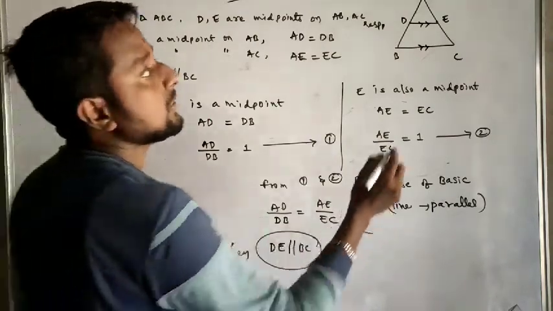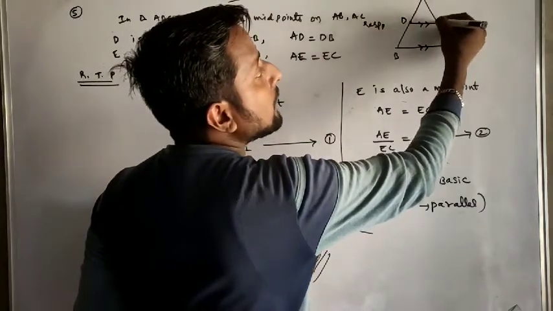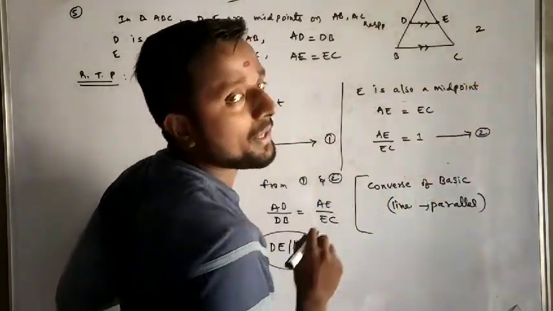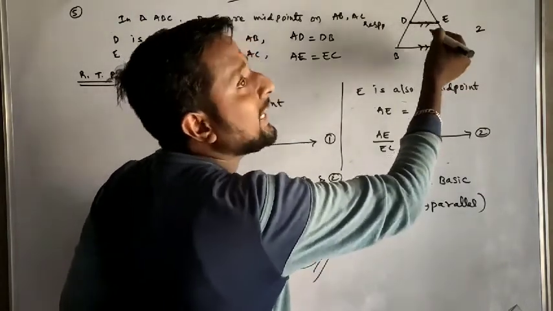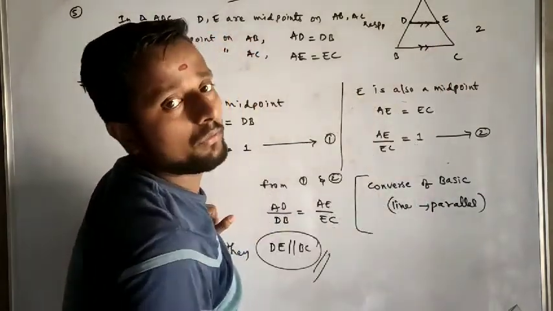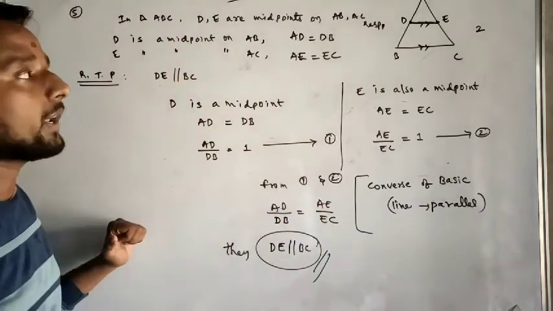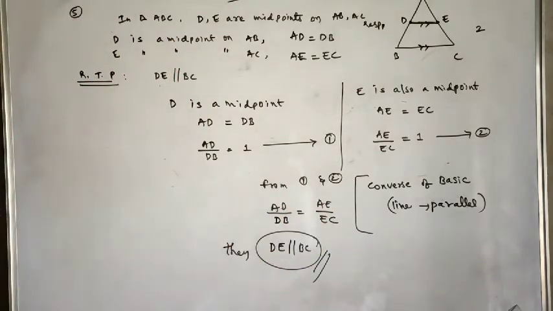Correct? Because we joined the midpoints of two sides. Already we covered two sides of the triangle. So whatever line you make, the line is parallel to the third side, which is not included till now. So that is the thing, and these are the points.